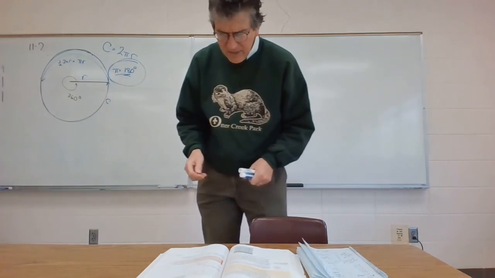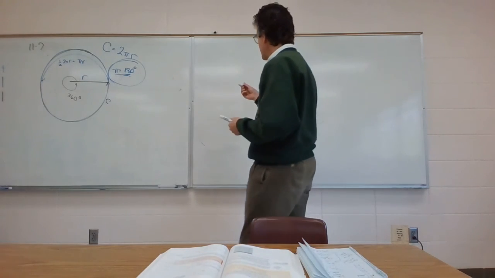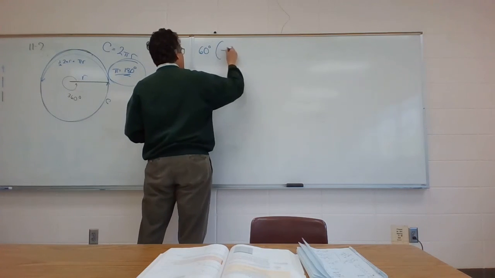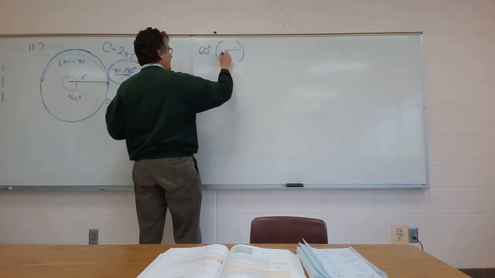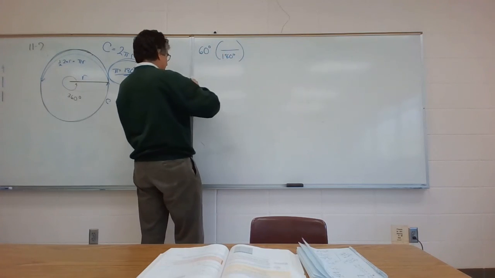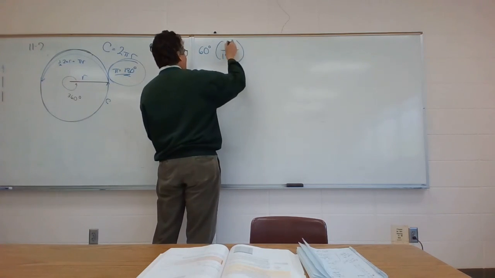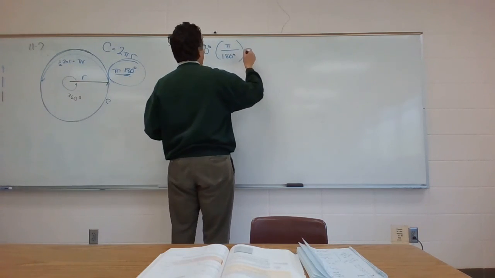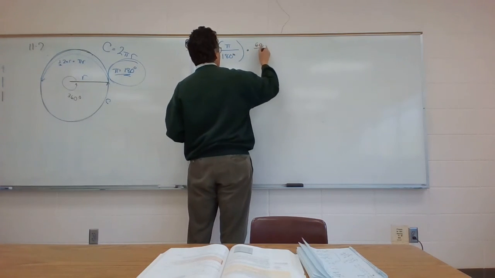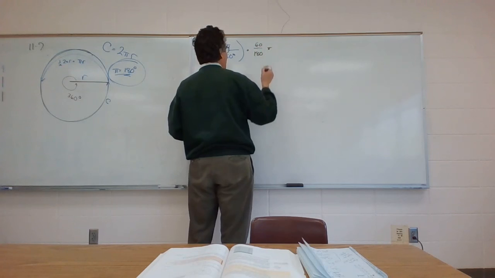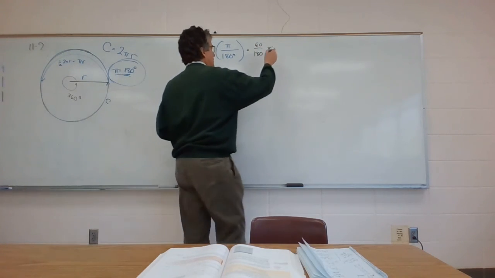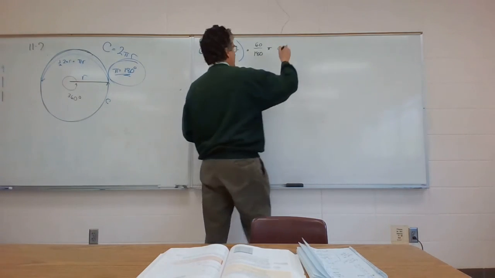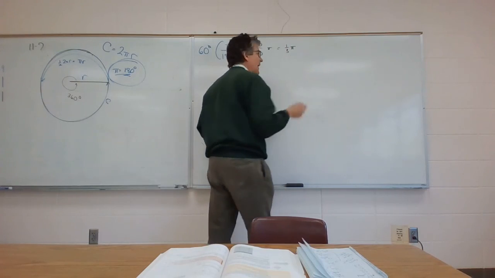So the example says convert 60 degrees to radians. So 60 degrees, and then you put what I want to get rid of on the bottom, that's 180 degrees, so that the degrees cancel out. What I want to keep is pi. So I cancel these, and now I've got 60 over 180 times pi. 2 times 60 is 120, 3 times 60 is 180, so this is 1/3 pi.